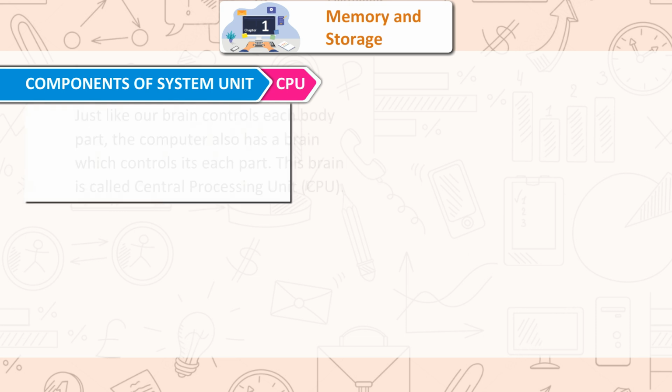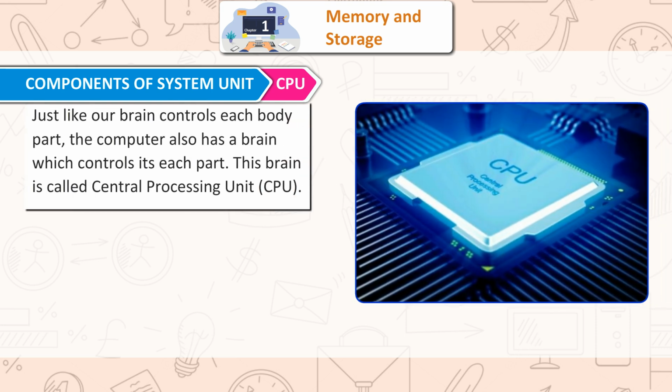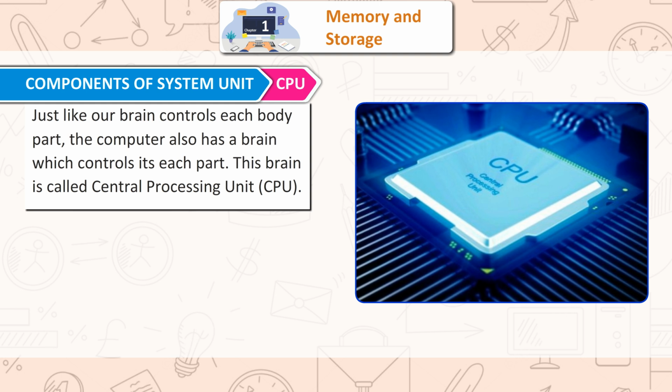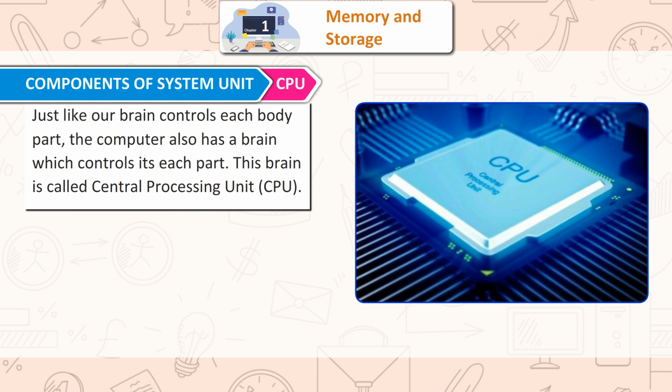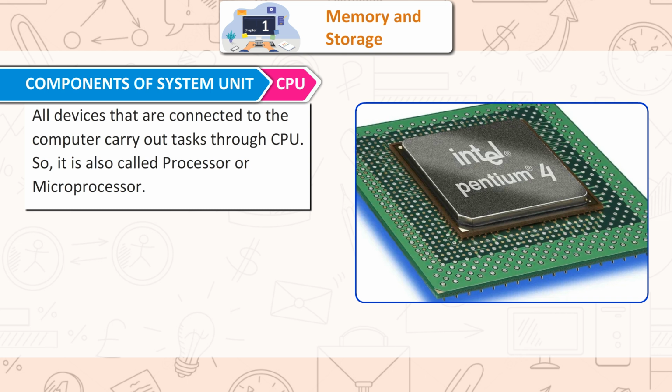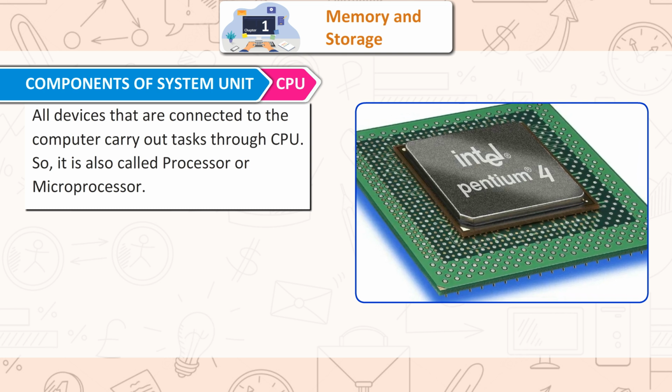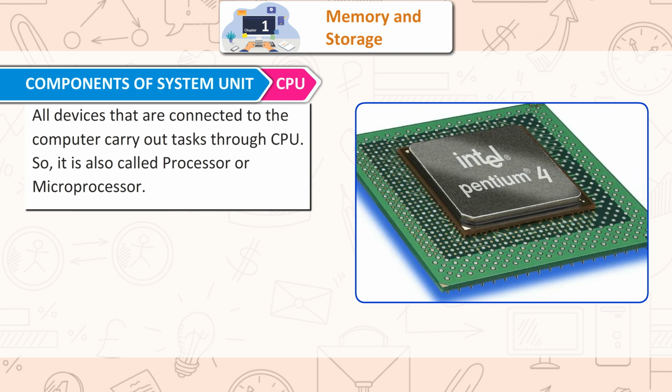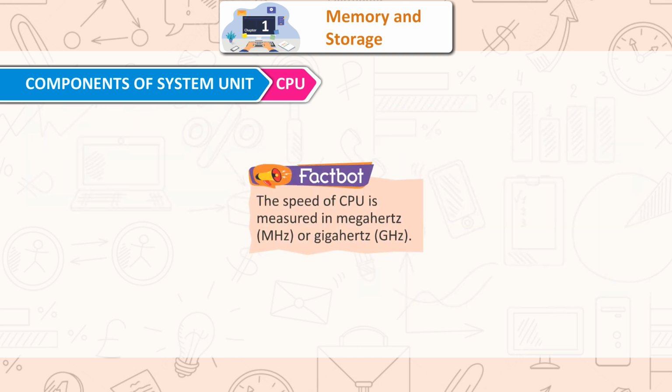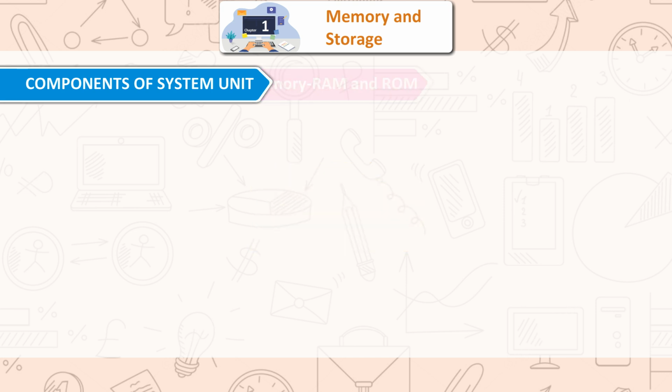CPU. Just like our brain controls each body part, the computer also has a brain which controls its each part. This brain is called Central Processing Unit, CPU. All devices that are connected to the computer carry out tasks through CPU. So, it is also called processor or microprocessor. Factbot. The speed of CPU is measured in megahertz, MHz, or gigahertz, GHz.